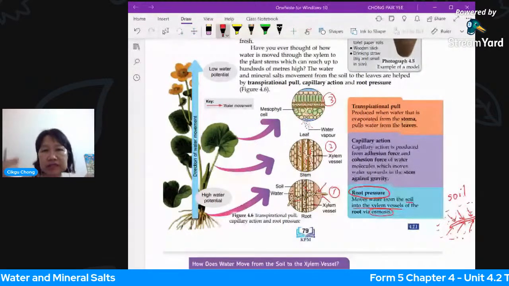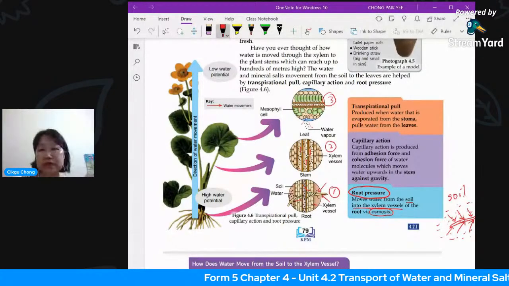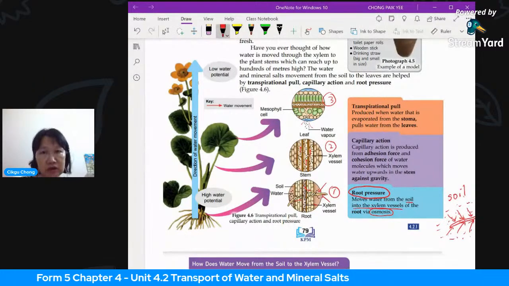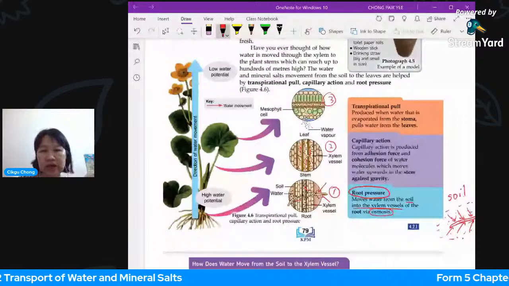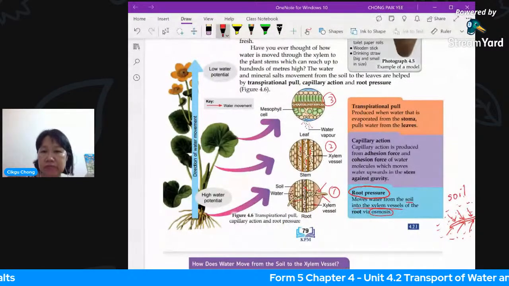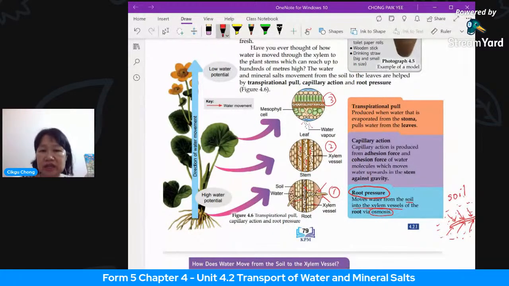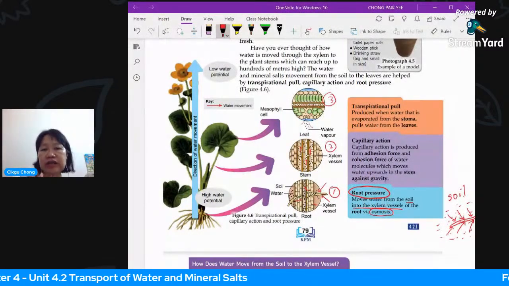Your water that is in the soil must always have a higher water potential. That means less mineral salt, but more water, compared to the cell in the roots. So root pressure is the movement of water from the soil, which is outside the root, into the xylem vessel through the process called osmosis. So we look at the first one first.